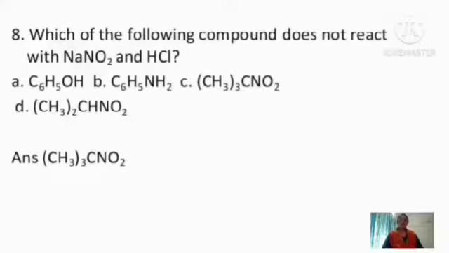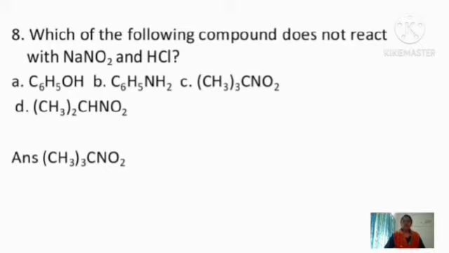So coming to the eighth question: which of the following compounds does not react with NaNO2 and HCl? Option A is C6H5OH, that is phenol. B option is C6H5NH2, that is aniline. C option is (CH3)3CNO2, that is 2-nitro-2-methyl propane. And D option is (CH3)2CHNO2, that is 2-nitropropane. So NaNO2 and HCl on reacting give nitrous acid. So phenol can react with nitrous acid and it results in the formation of para-nitrosophenol.